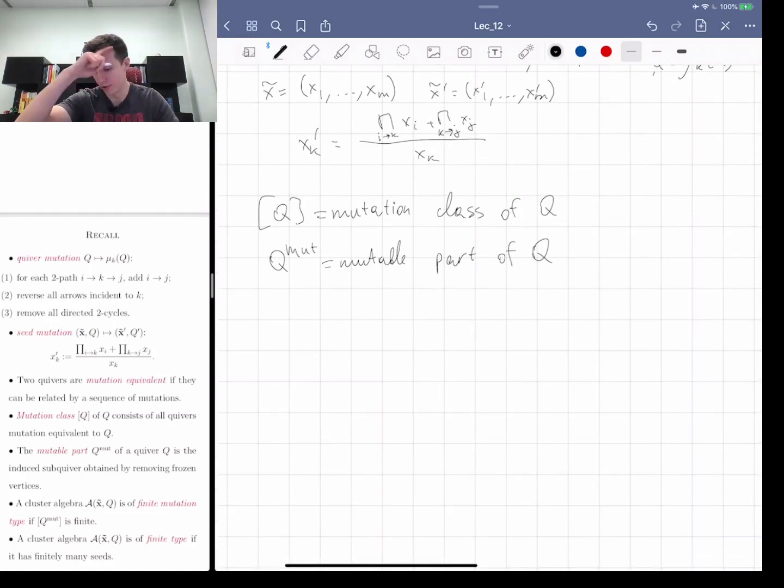Finally, there were two different definitions. One of them was for finite mutation type, where we say that a cluster algebra is of finite mutation type when you take the mutable part and mutate only that mutable part in all possible ways, you get a finite set of quivers.